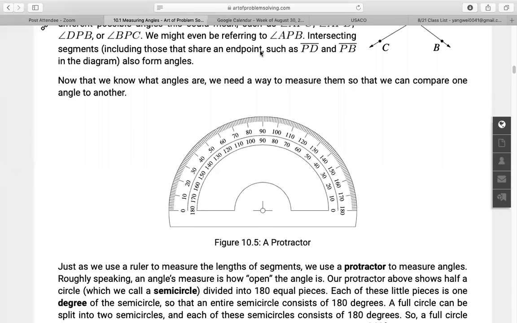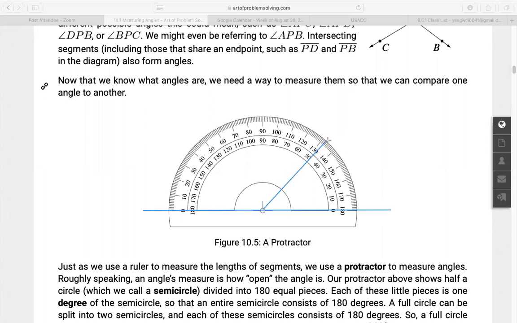Suppose we have an angle. If I draw an angle here, you put one side of the angle overlapping with this line here. Suppose this one is X, this one is O, this one is Y. Then I ask you, how big is angle XOY?